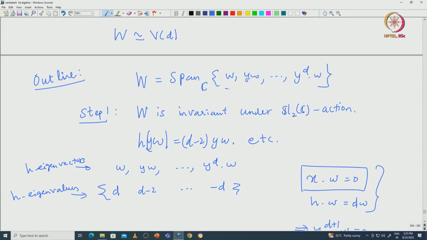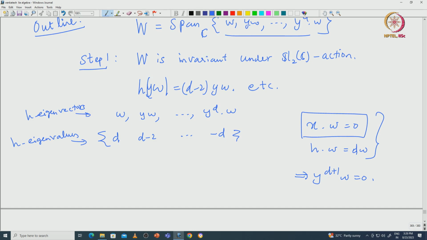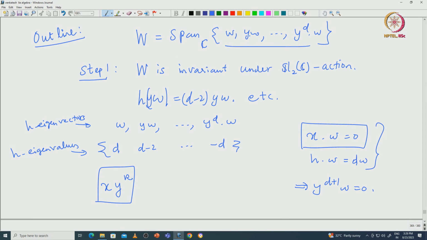Once you are convinced that y power d plus 1 w is 0, it is clear that this span of w, y w and so on is invariant under the action of y, because y will just increase the powers, but y power d plus 1 w is 0. So you are still inside this subspace W. Now if you take x and use the formula that we wrote down for x times y power k, using the same computation that we did earlier, this will be invariant under the action of x. So that makes W invariant under the sl2C action.